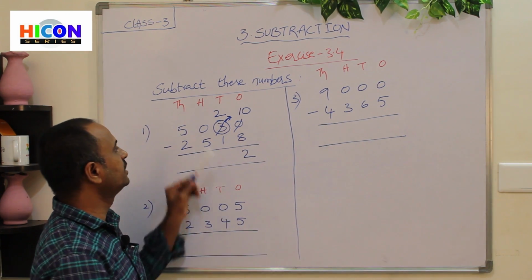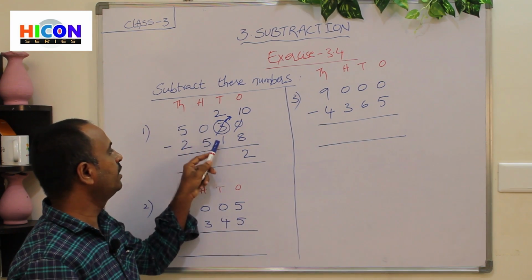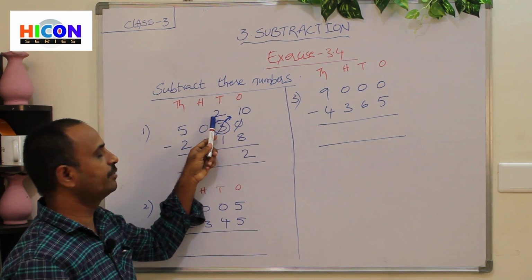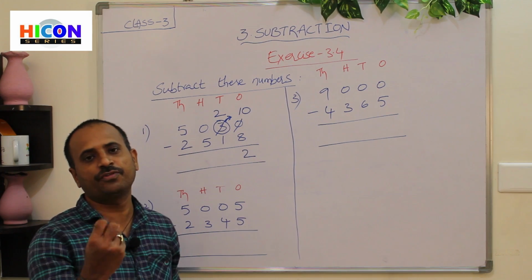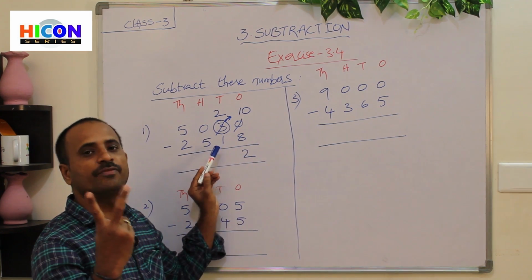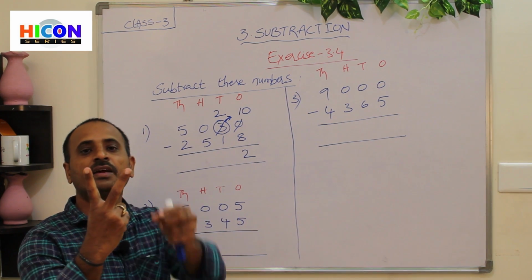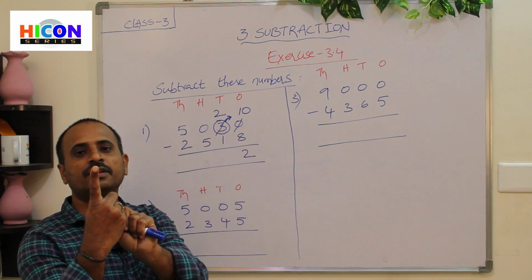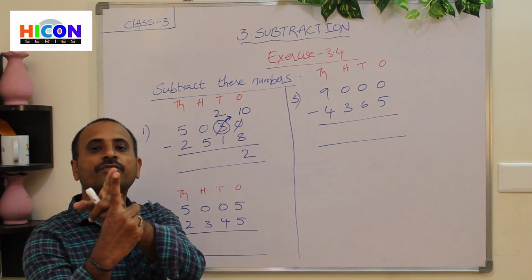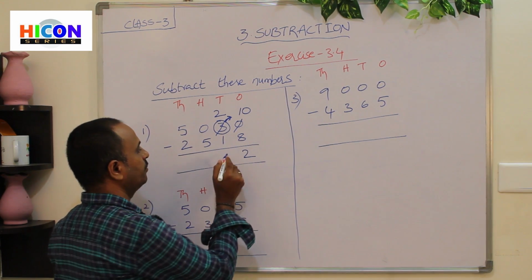Next go to tens place. So what are the digits in tens place? 2 and 1. So what is the first number? 2. Open 2 fingers of your hand. And what is the second number? 1. So close 1 finger among these 2 fingers. Children, how many fingers are remaining? 1 finger. So write 1 here.